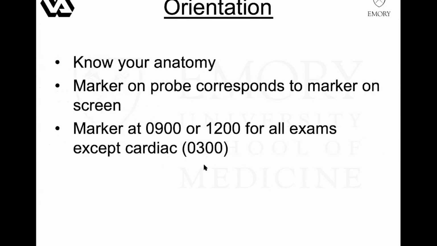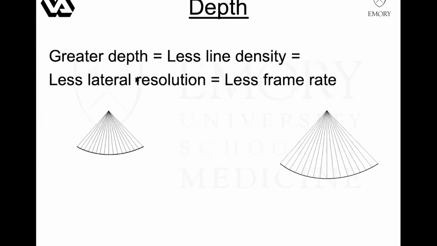If you look at image acquisition, orientation, depth, gain, and time gain compensation are the things that we can vary in terms of optimizing our image acquisition. In terms of orientation, you have to know your anatomy. You have to know which mark on the probe corresponds to the mark on the screen, and you have to basically do your exams.